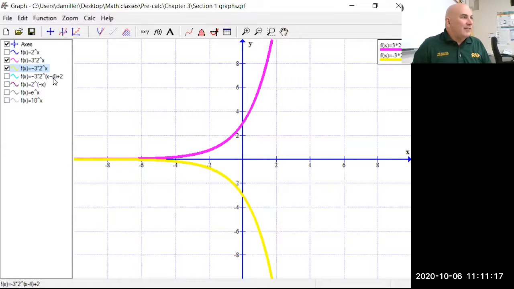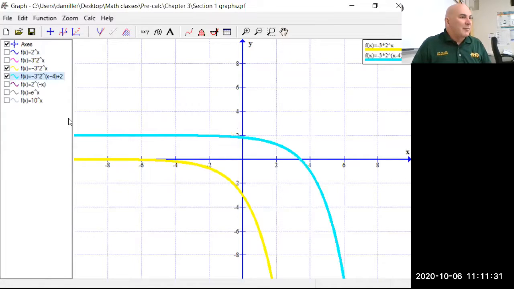Then I'm going to translate this, the yellow curve, 4 units to the right, and 2 units up. So you can see that this point here at negative 3, 0, got translated 4 units to the right, 2 units up. So our horizontal asymptote now, instead of y equals 0, is now y equals 2.